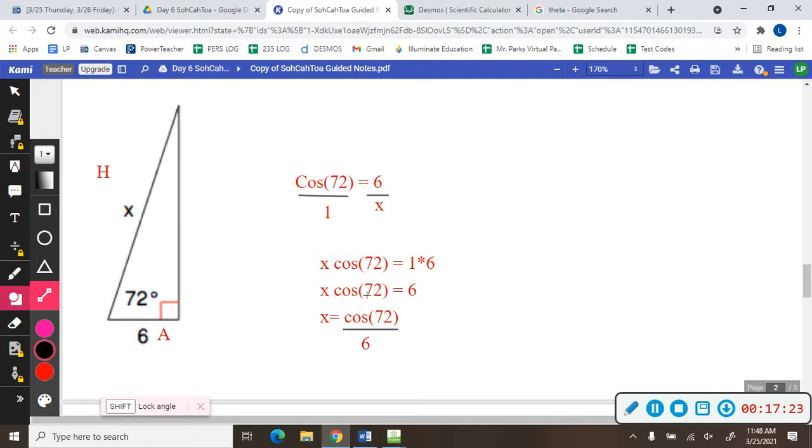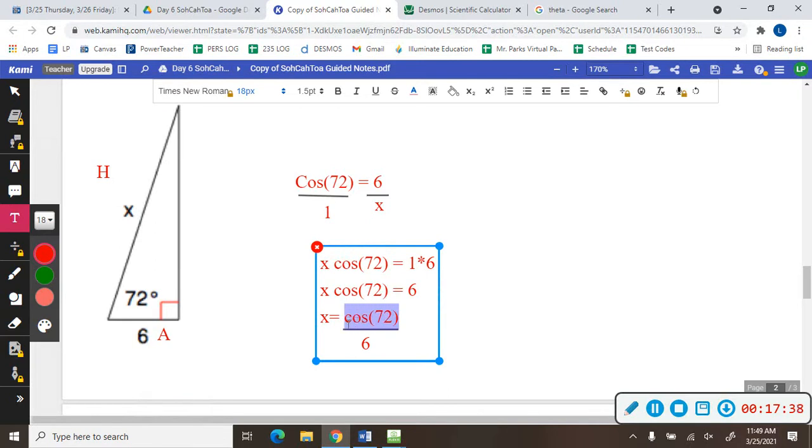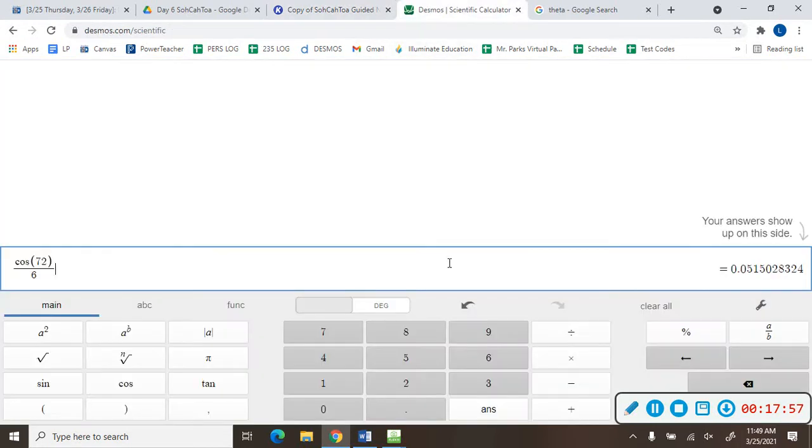Because when you divide by cosine of 72, it should be 6 divided by cosine of 72. See that? Oop, and I'm recording. Yeah, so I messed up. This should be 6 divided by cosine of 72. Because if you're solving for x, you divide both sides by cosine of 72, and you get 6 divided by cosine of 72. So now when I type it in, I knew that wasn't right.